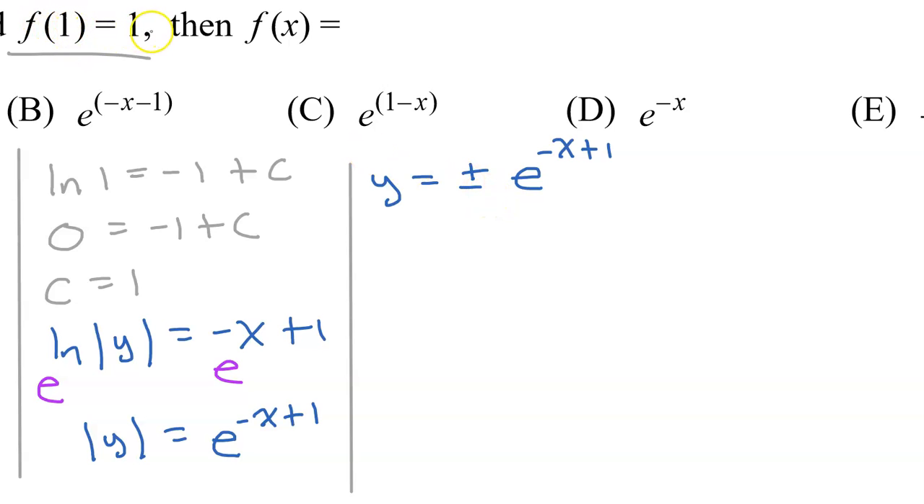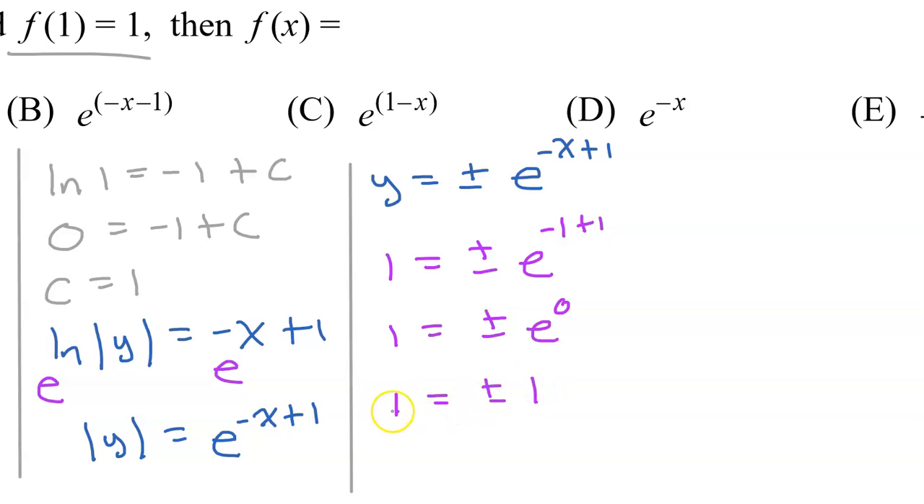When x is 1, y should equal 1. So let's play around with that. Let's put 1 is equal to plus or minus e to the negative 1 power plus 1. This would make 1 is equal to plus or minus e to the 0 power. So 1 is equal to plus or minus 1. Obviously, on the left side, we have a positive 1. So on the right-hand side, we need a positive 1. This tells us that the positive version is the correct one.